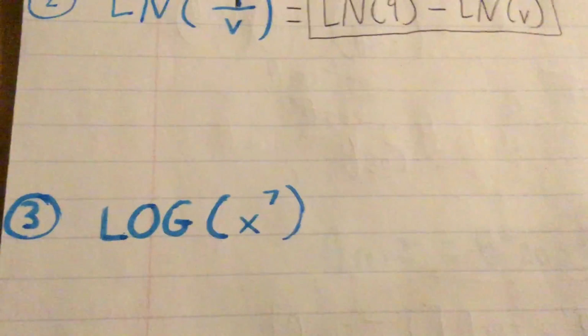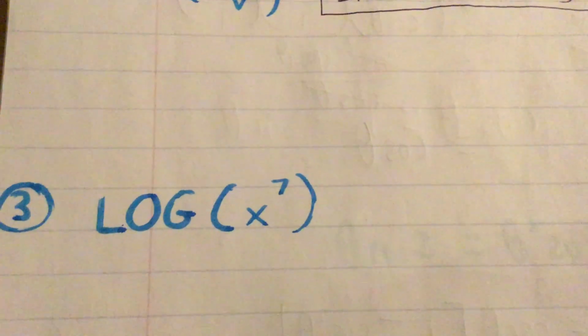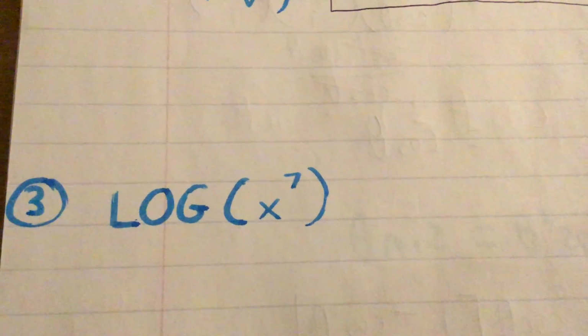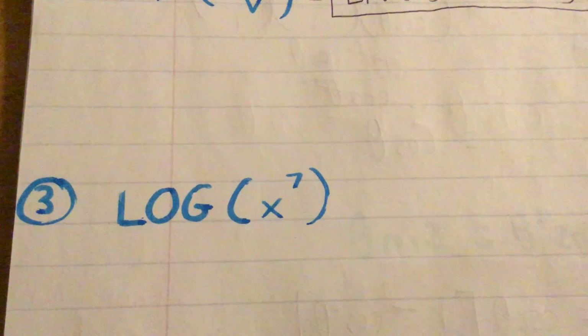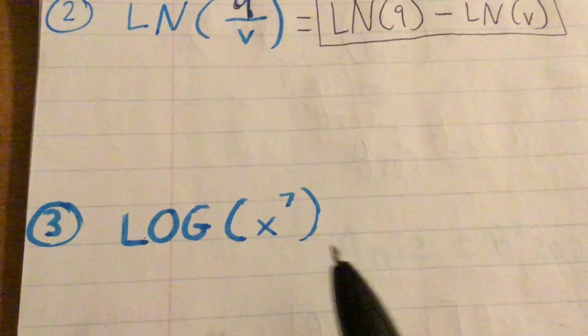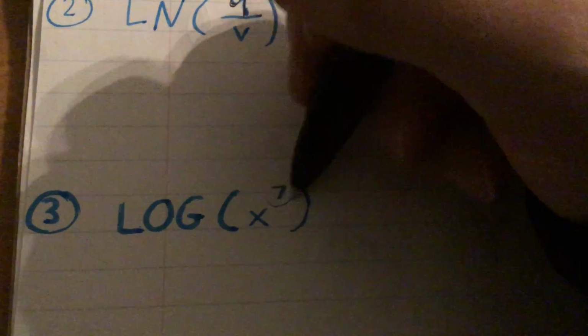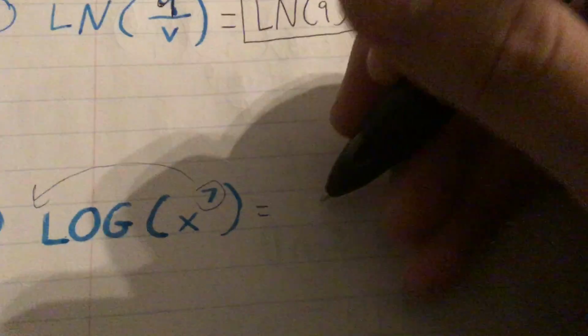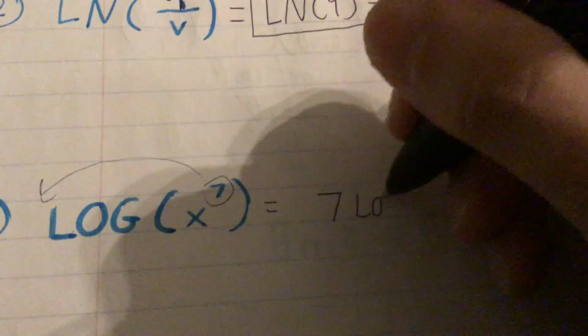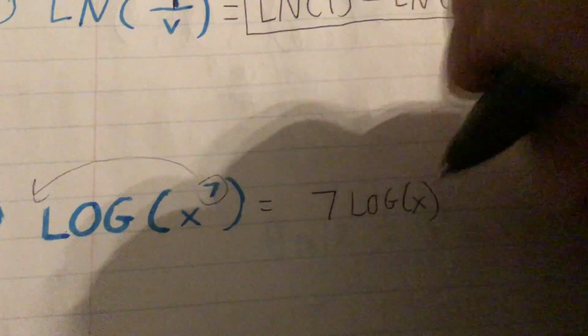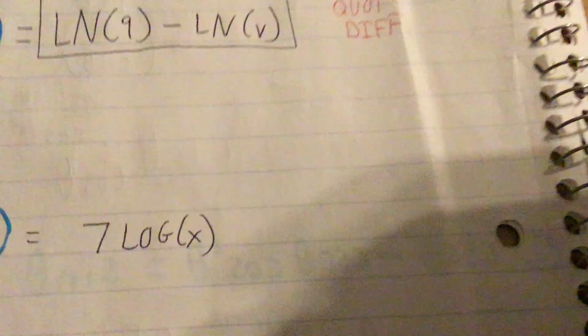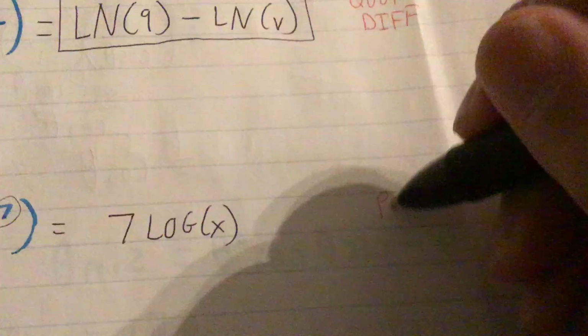Okay, rule number 3, log of x to the 7th. What's going on inside of this? So I've got a base with an exponent in there. So what that does is that makes this exponent fly to the front. So this becomes 7 log of x, and the rule that we used was the power factor rule.